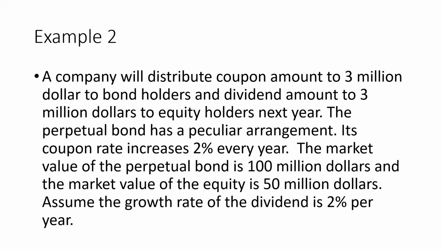Example 2. A company will distribute coupon amounts of $3 million to bondholders and dividend amounts of $3 million to equity holders next year. The perpetual bond has a peculiar arrangement. Its coupon rate increases 2% every year. The market value of the perpetual bond is $100 million. The market value of the equity is $50 million. Assume the growth rate of the dividend is 2% per year. Here we see the growth rate of coupon rate and growth rate of dividend rate is the same at 2% per year.